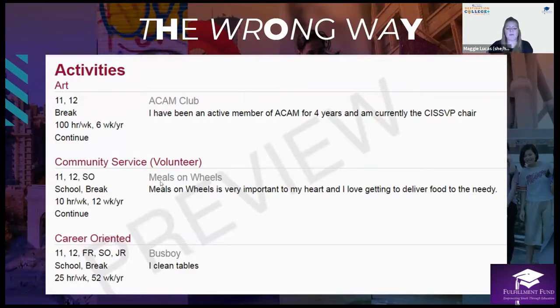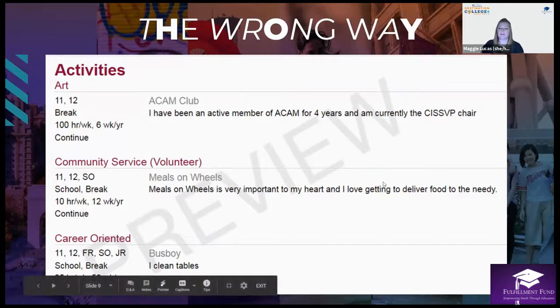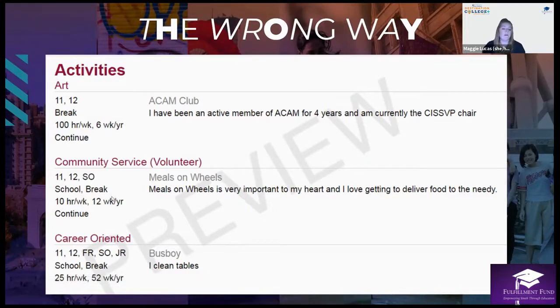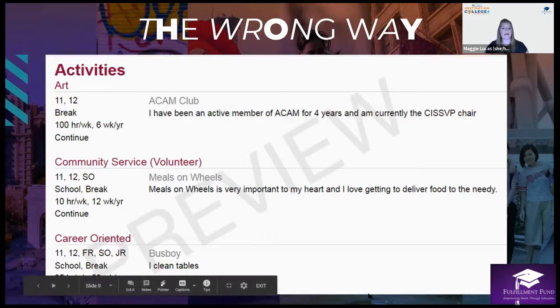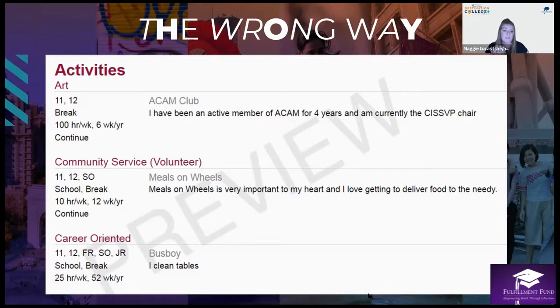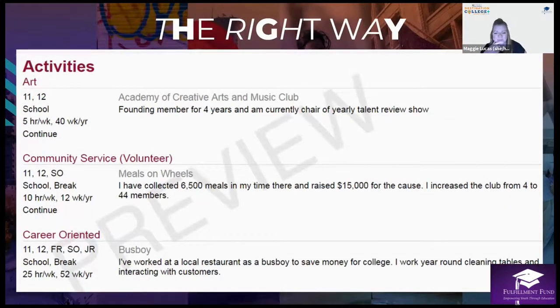Then we have Meals on Wheels. Meals on Wheels is very important to my heart, and I love getting to deliver food to the needy. This is great. The student did this for 2 years. I love to see that, but I think there could be more detail there. And then the same with this last one. The student has also pretty much held a job for most of high school, working at a restaurant as a busboy. So if we take these 3 activities and upgrade them a little bit, we get to this.